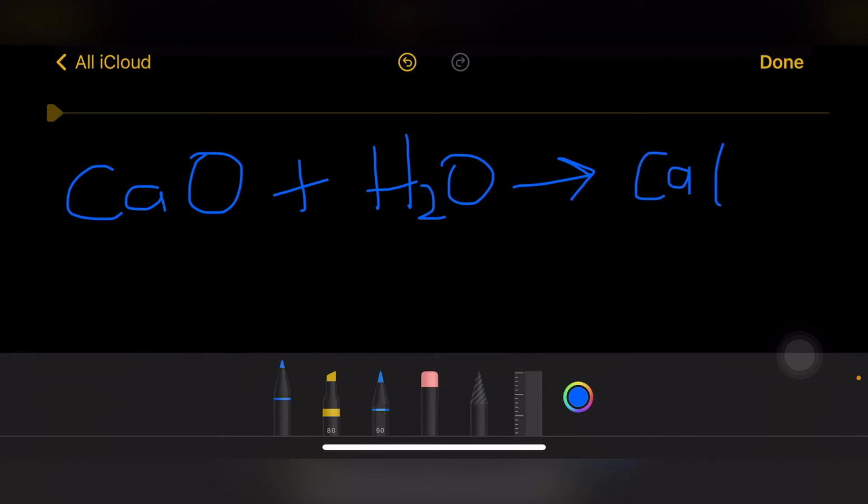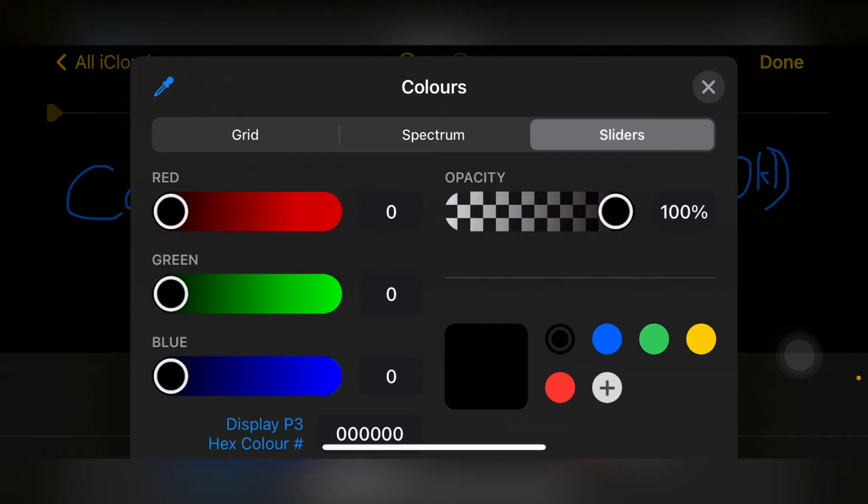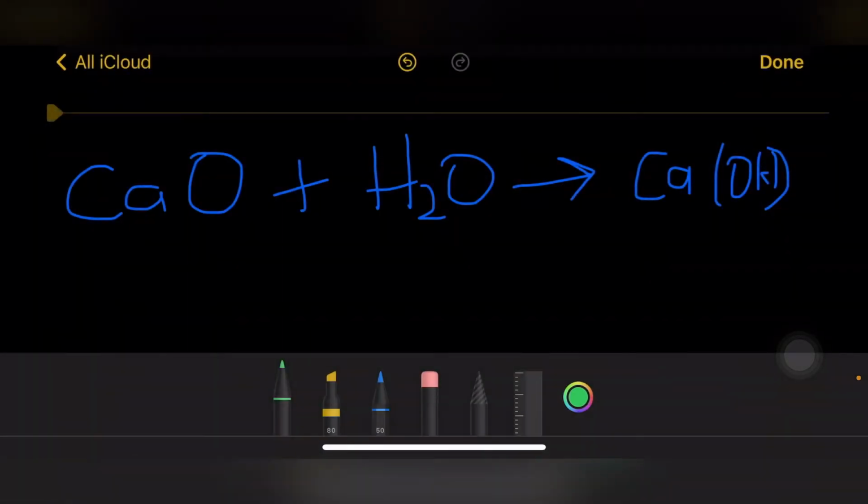Calcium hydroxide. Now let me change the pen color so I understand it better. Calcium has +2 charge on it and OH has -1, so this +2 will move over here without the charge, and this -1 charge will move over here.